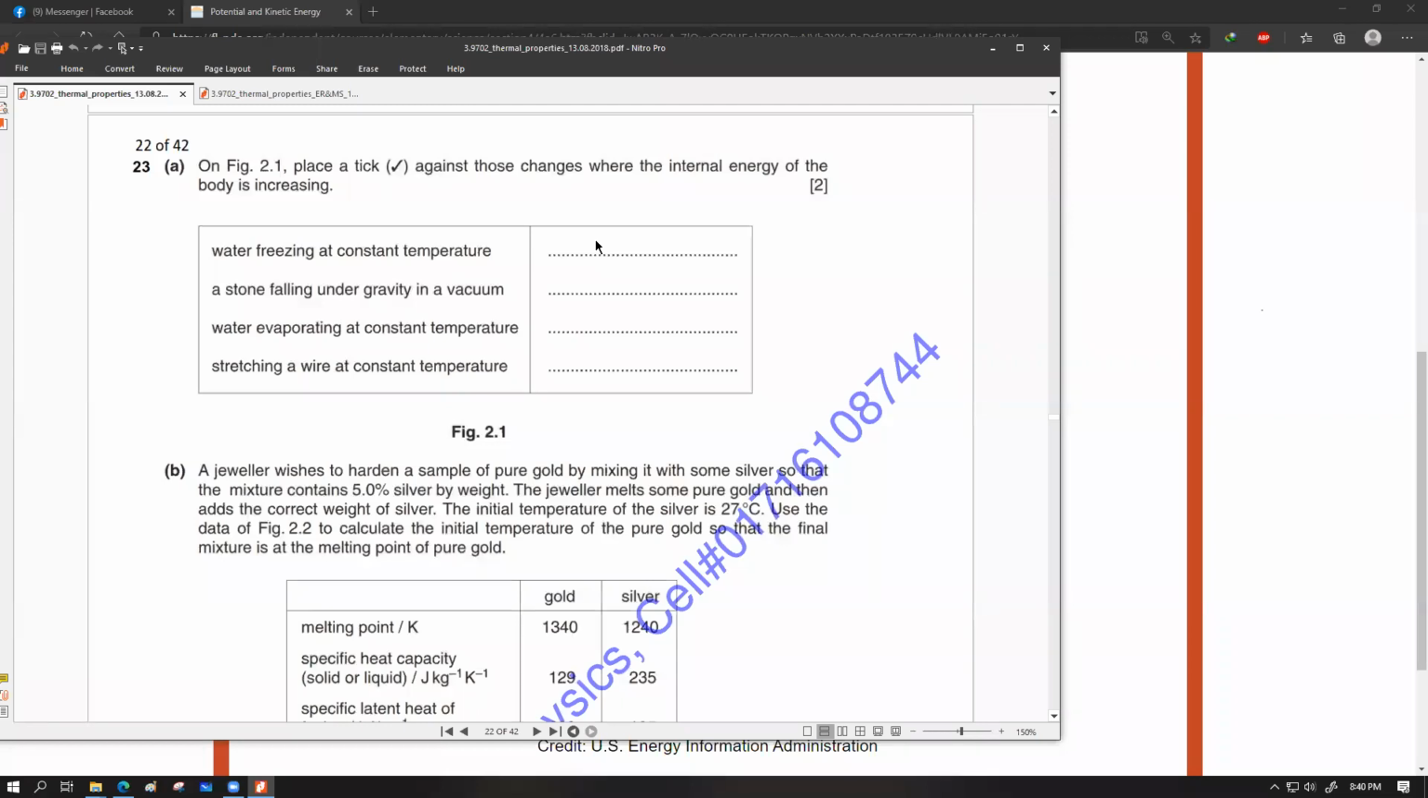In the process of the stone falling downwards towards the earth, the intermolecular spacing between the system's particles is decreasing because the stone is getting closer to earth. So gravitational potential energy is decreasing, not increasing. The question is asking us to give a tick in the places where the internal energy will increase.